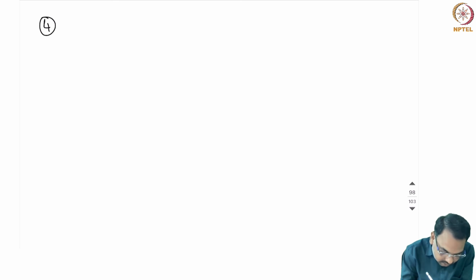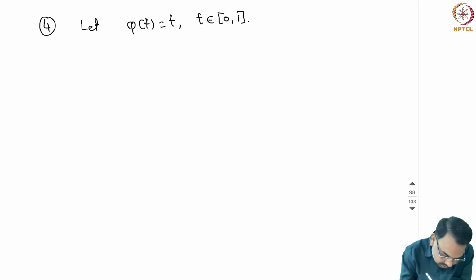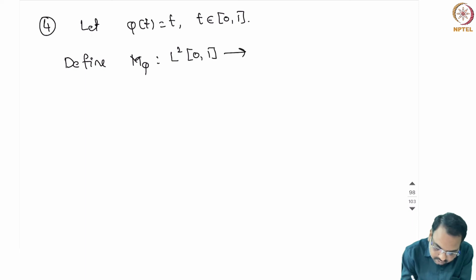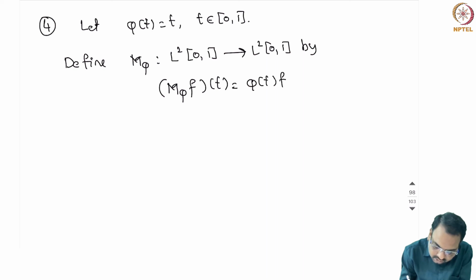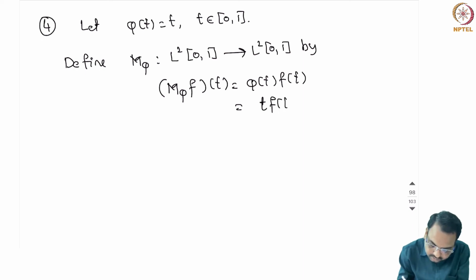Let us take phi of t equal to t when t is in [0,1]. Define the multiplication operator from L2[0,1] into L2[0,1] by M_phi f(t) = phi(t) f(t), that is t times f(t), for all f in L2[0,1].